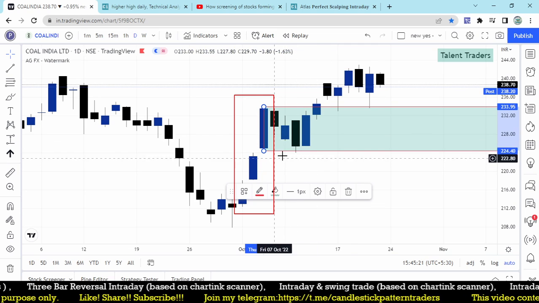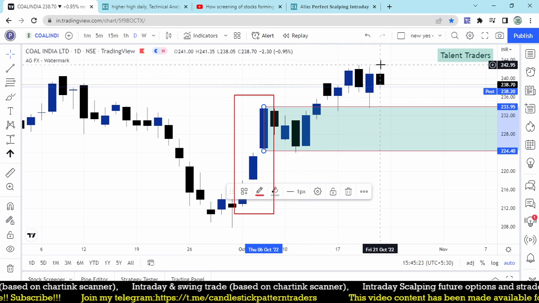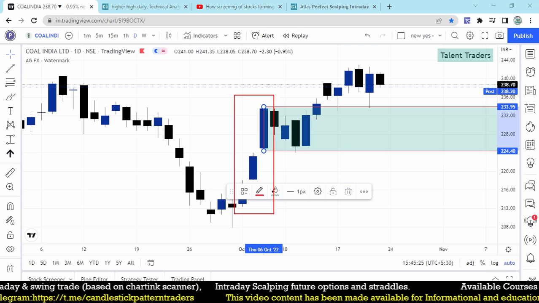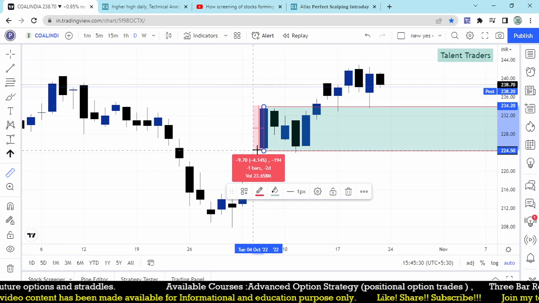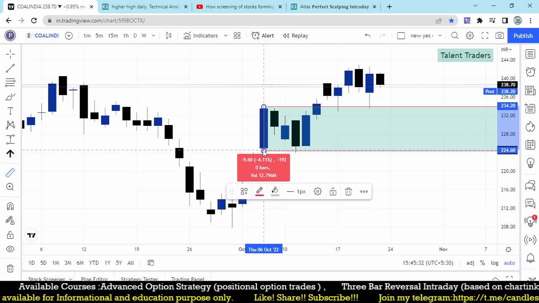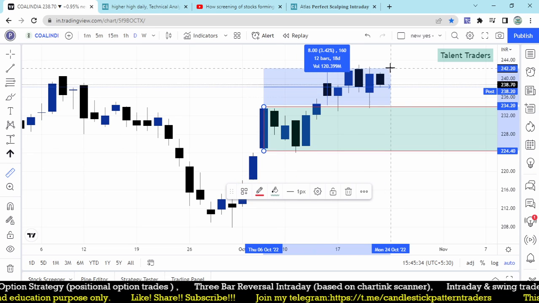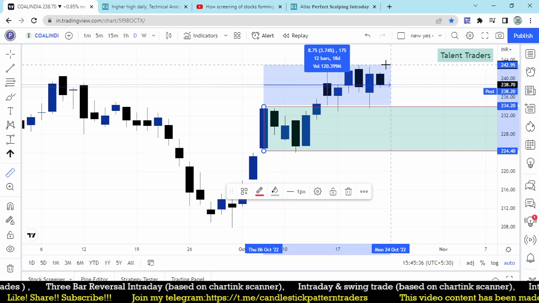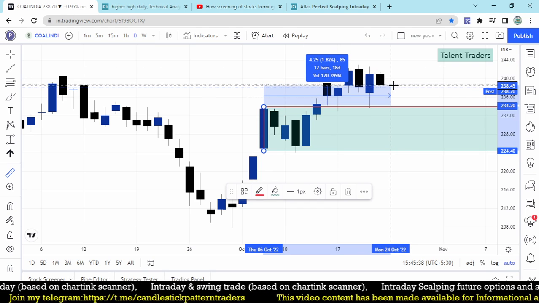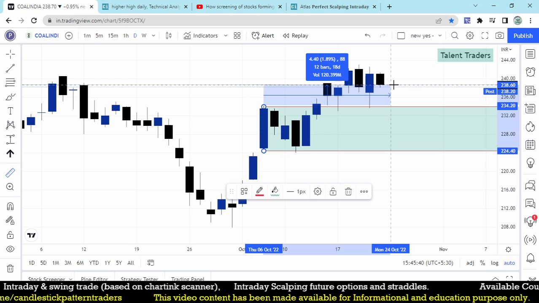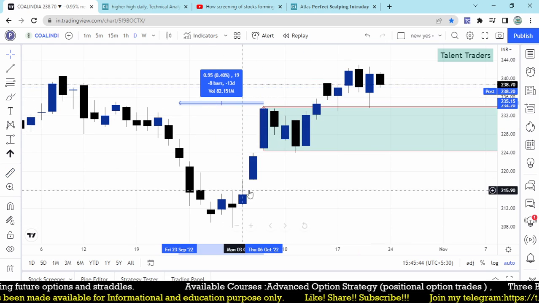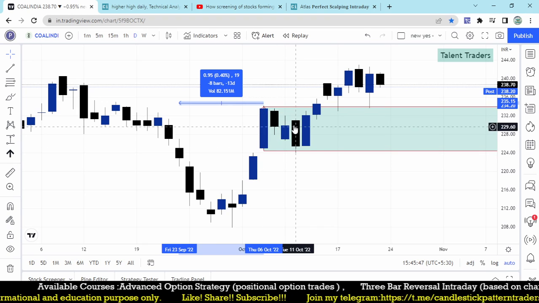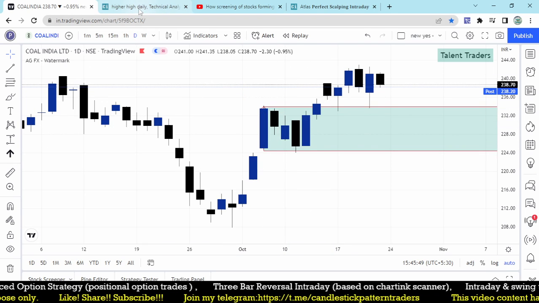At around 233 it went up to a maximum of 242. If I take an entry at this point, at that low, the risk is about 9 rupees, 4%. From there it went up to almost 3.7%. Still it is on, and currently it is about 1.89% higher than our entry price. So this is the one, but here it is not an exact thing which is happening.